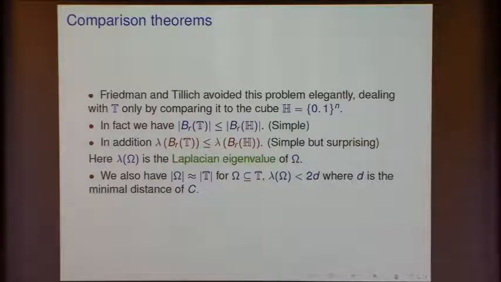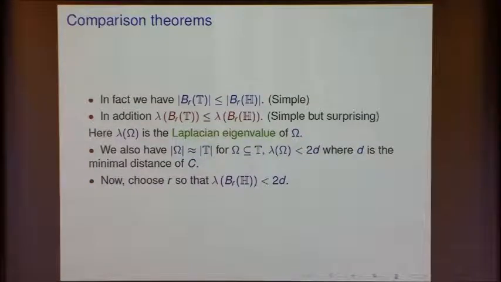So since the second Laplacian eigenvalue is 2d, if you have a set whose Laplacian eigenvalue is smaller than 2d, smaller by some fixed amount, say at most 2d minus 1, then by Cauchy-Schwarz we get that this should be almost the whole space. So we are done. So choose a radius r.